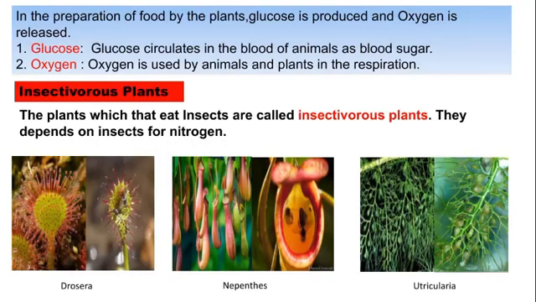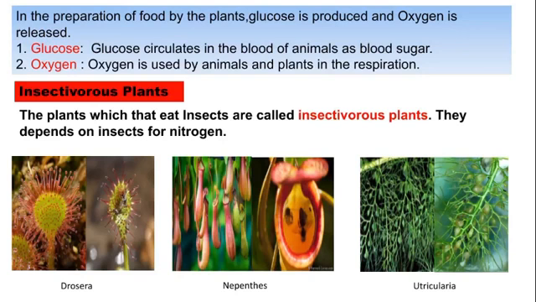So what is the use of these two, glucose and oxygen? Glucose circulates in the blood of animals as blood sugar. Oxygen is used by animals and plants in respiration. Children, I said plants prepare their food by their own.